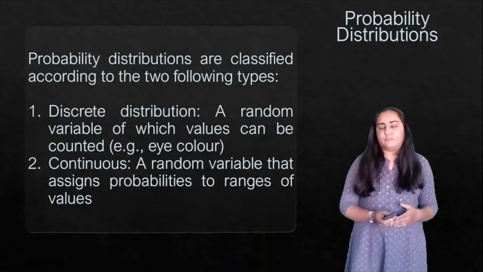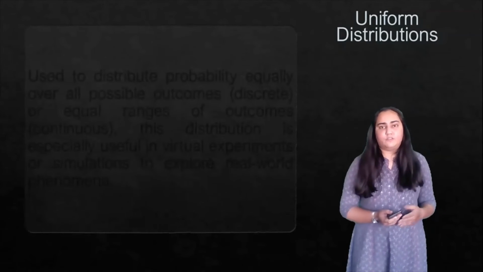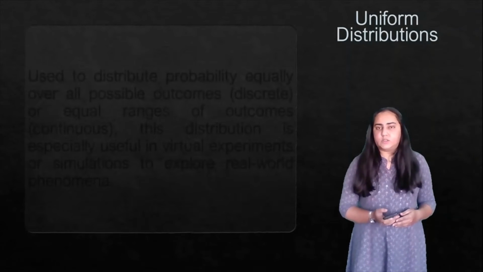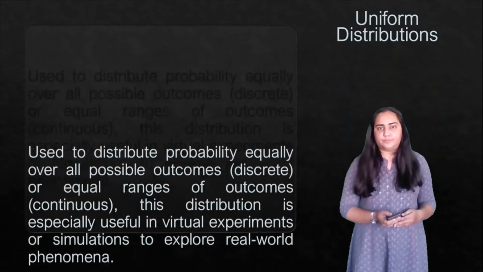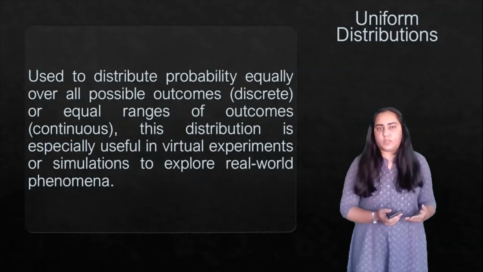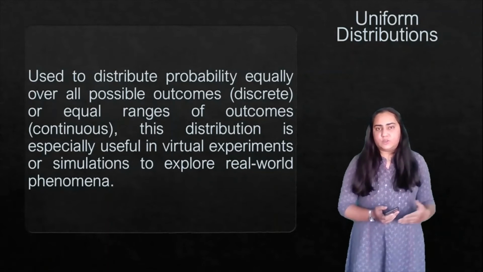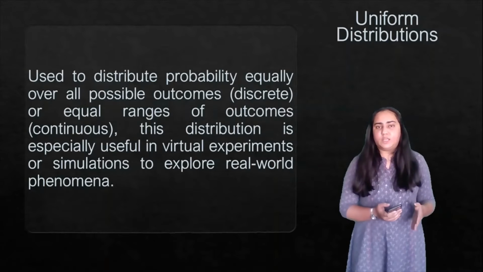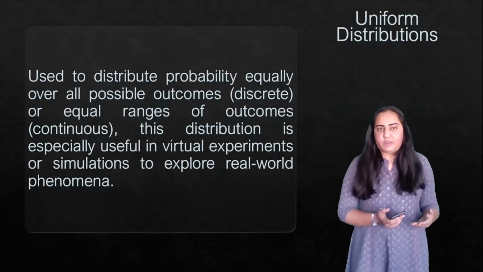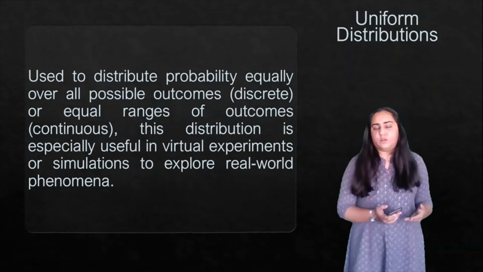Based on that, we have different types of probability distributions, and we're going to see them now. The first one is uniform distributions. If you remember, I talked a little bit about these distributions in the beginning of the video. These distributions are used to distribute probability equally over all possible outcomes. So they are discrete, and if it's not discrete, then you can distribute it equally across ranges of outcomes, so continuous. This distribution is especially useful in virtual experiments or simulations to explore real-world phenomena.